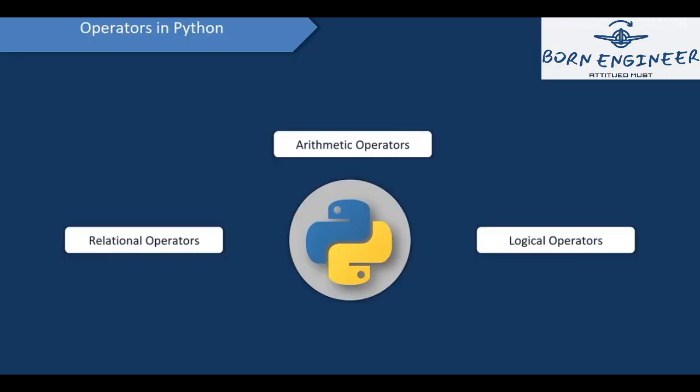Next concept in Python, which is operators. As the name states, you can perform different sorts of operations on the data or on the variables with the help of these operators. You've got arithmetic operators, relational operators, and logical operators. We'll start with arithmetic operators, so let's head on to Jupyter Notebook.